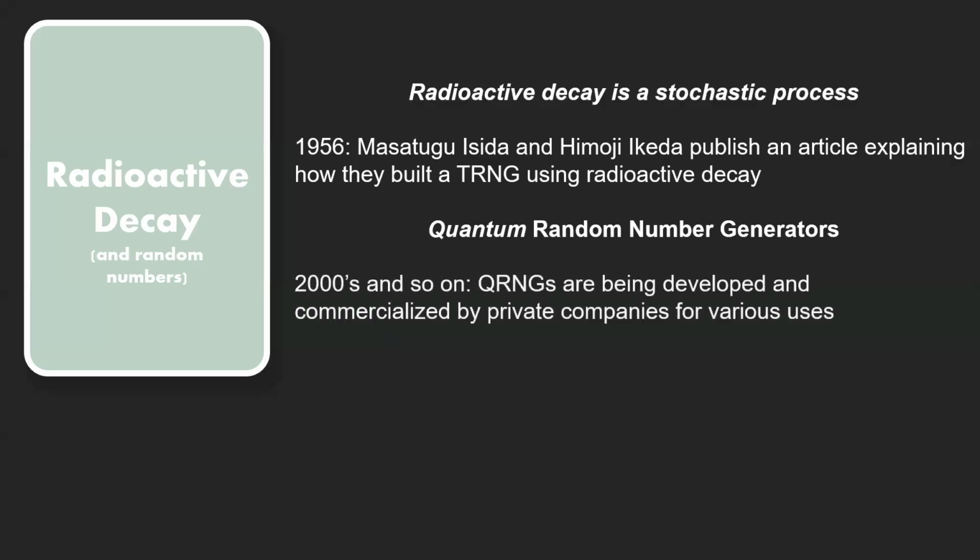Now, from the 2000s to here, they have been in development and they are being commercialized by private companies for various uses. You can use them for very high security purposes or just in an online casino, because sometimes people like to play roulette and the roulette needs random numbers. And if you figure out the algorithm for a roulette, you doom the casino because you're always winning. So casinos don't want to lose money.